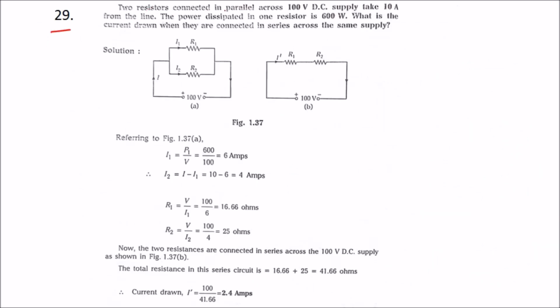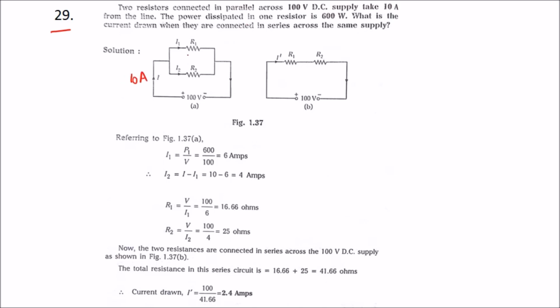Problem number 29. Two resistors connected in parallel across a 100 volt DC supply take 10 amps from the line. The power dissipated in one resistor is 600 watt. What is the current drawn when they are connected in series across the same supply? The diagram is shown as explained in the question. Two resistors are connected in parallel across 100 volts, taking 10 amps from the line.